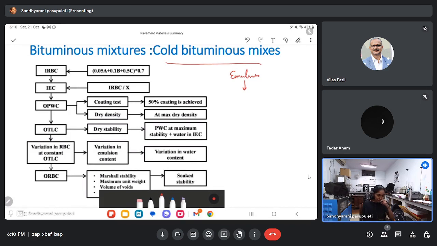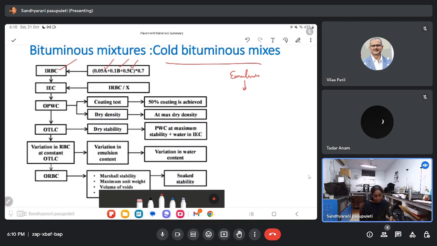That means we are not using the bitumen directly. We are using the emulsion to coat the aggregates. Thereby, this is called cold bituminous mixes. So, in the first step, initially if I wanted to add some emulsion, how do I add emulsion? I will not add it randomly. It depends upon the aggregate content. How much is the coarse aggregate, how much is the fine aggregate, how much is the filler material. Based on that, we calculate the initial residual bitumen content.